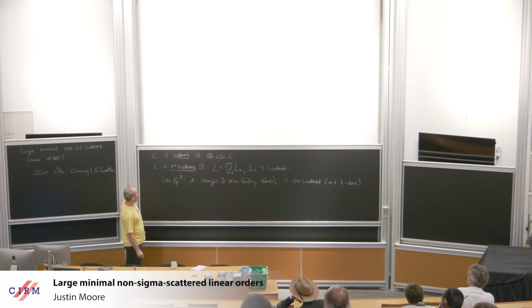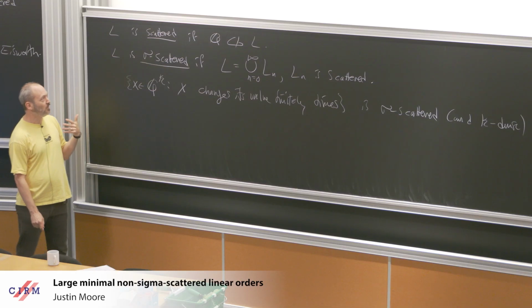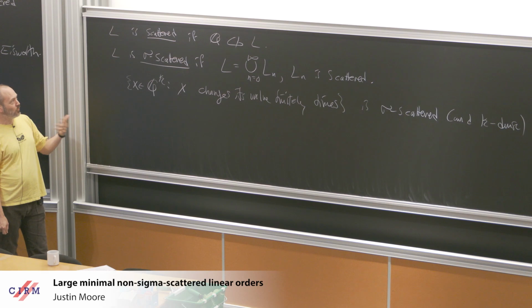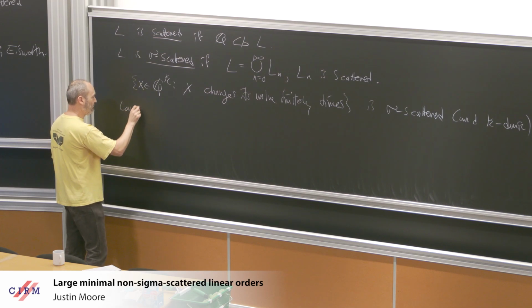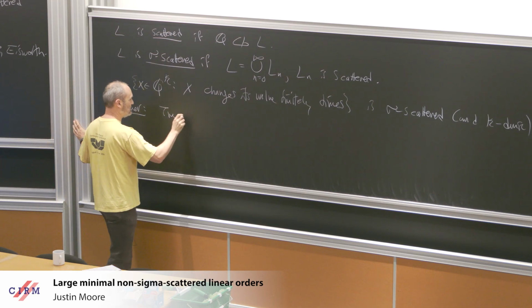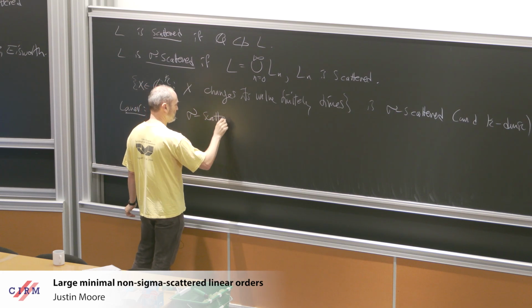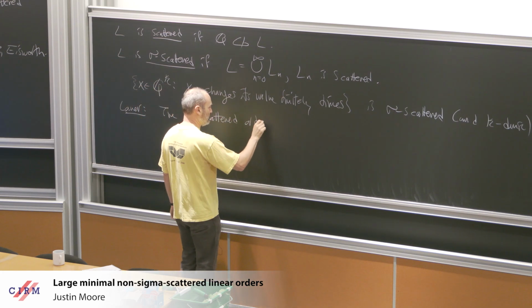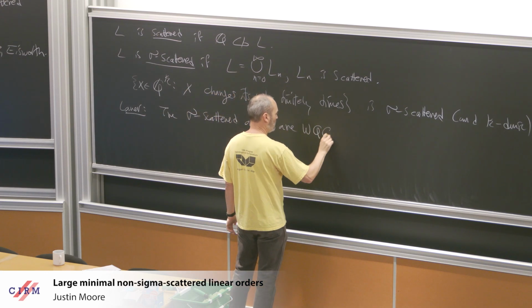In fact, every scattered order can be built up from the trivial order by taking well-ordered and conversely well-ordered sums, kind of lexicographic sums. So Laver: the sigma scattered orders are well quasi-ordered.